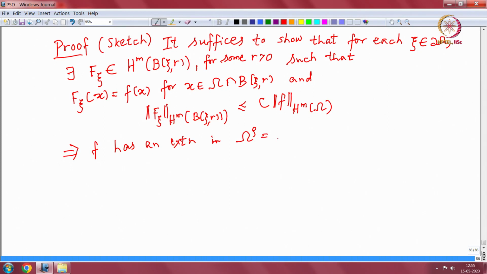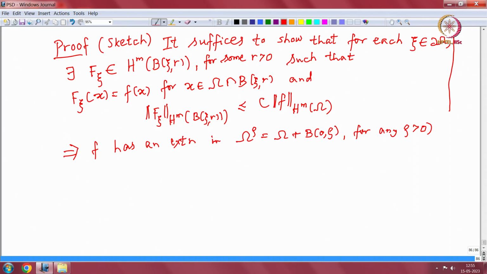So, that is the rho neighborhood of omega, for any rho. So, if this condition is satisfied, then we obtain an extension in this rho neighborhood of omega.